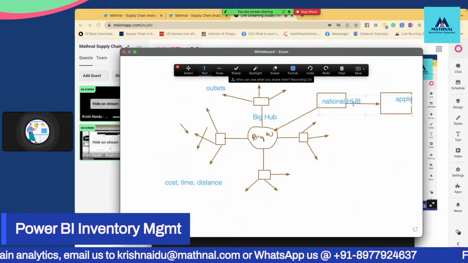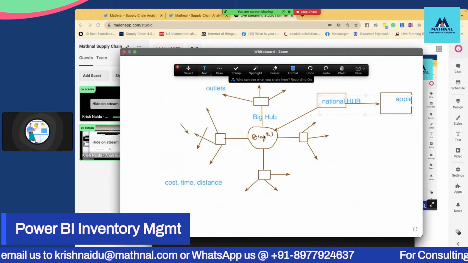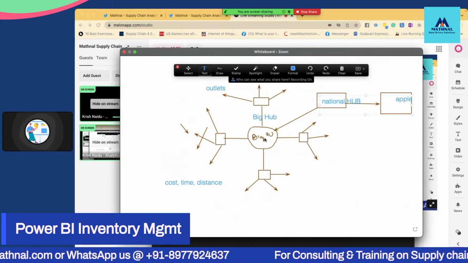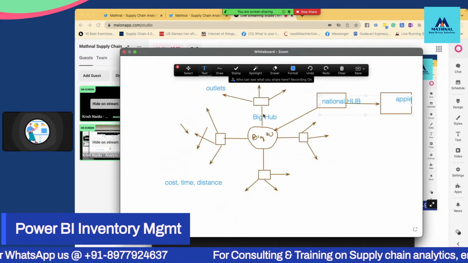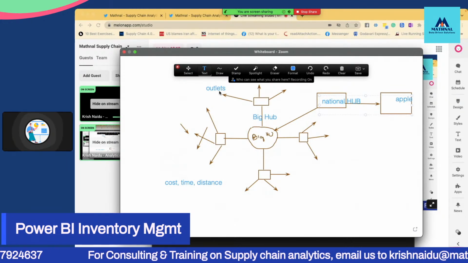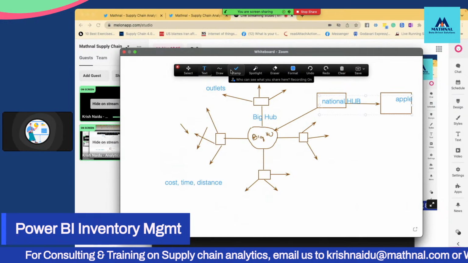So the national hub is receiving the product from Apple. The big hub is receiving the product from the national hub. And then small hubs are receiving from the big hub. And then the big hub is giving the product to outlets. And from outlets, the customers are buying.